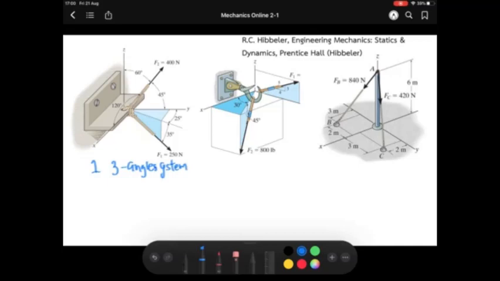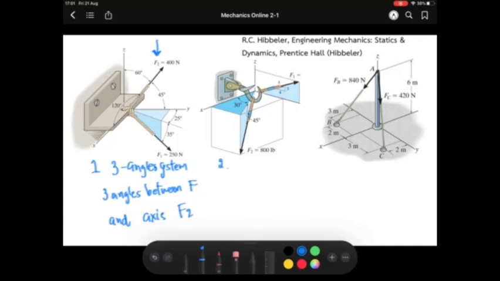It means that the question gives you three angles between the force and the axis, just like F2 here.